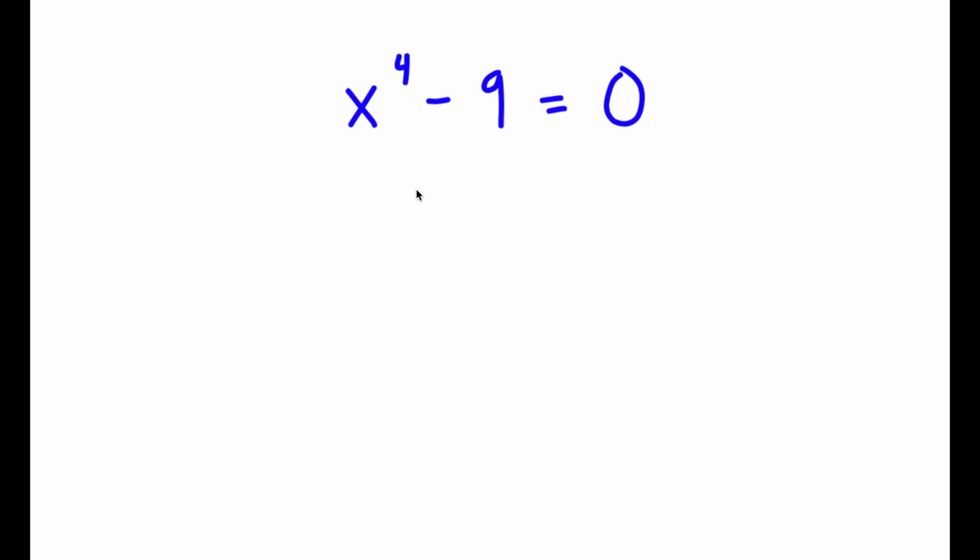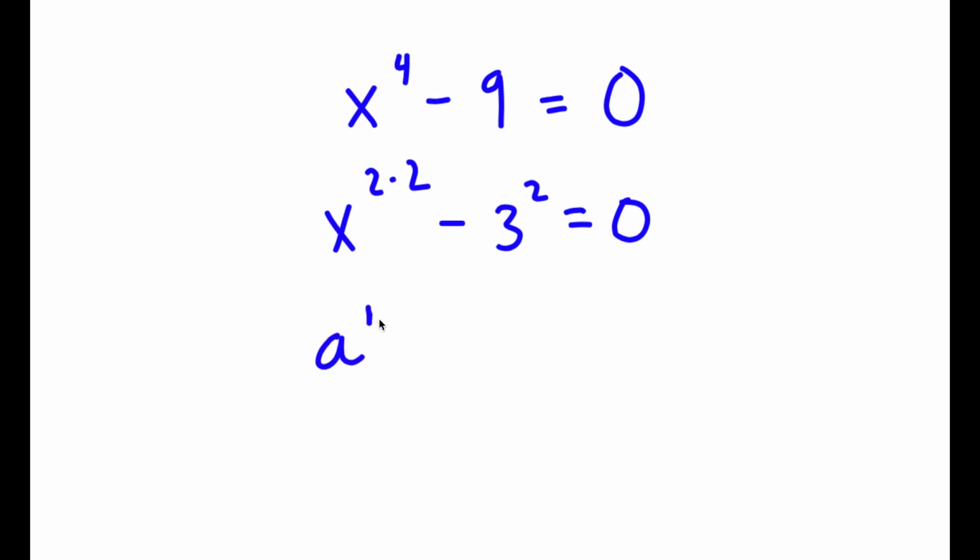Alright, so I have x to the power of 4 minus 9 is equal to 0. So to solve this, I'm going to first rewrite x to the power of 4 as x to the power of 2 times 2. So I have x to the power of 2 times 2 minus 9, which I'm going to rewrite as 3 squared, is equal to 0.